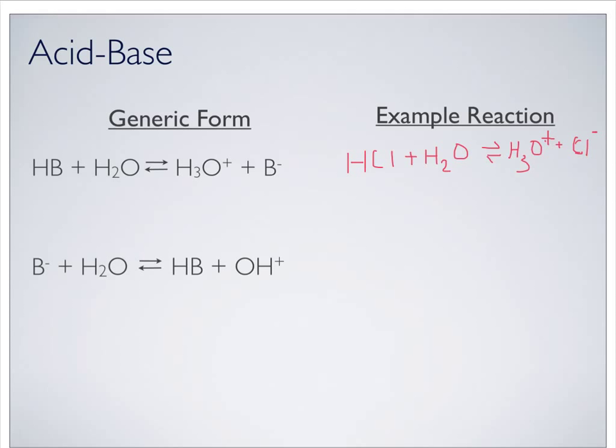So that's one example. Our second example reaction, in the exact same form as we have over here, where we have B- plus water goes to HB plus OH-, we can take bicarbonate ion, HCO3- plus water, and we're going to find and produce carbonic acid, H2CO3 plus OH-. So those are two generic forms of acid-base reactions, and then the actual specific reaction.